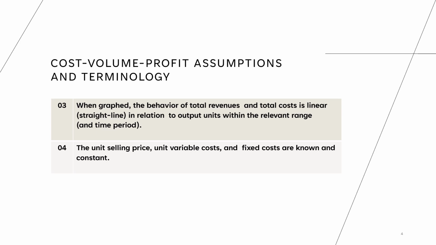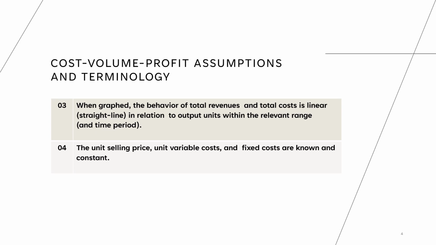And when we refer to the total cost, it represents all the expenses incurred by a business in producing goods and services, including both fixed and variable costs. And the linear behavior: when we say that the behavior of the total revenue and total cost is linear, it means that when graphed, their relationship forms a straight line. In other words, as the level of output, the number of units produced and sold, changes, the total revenue and total cost change proportionately, resulting in a straight line relationship on the graph.